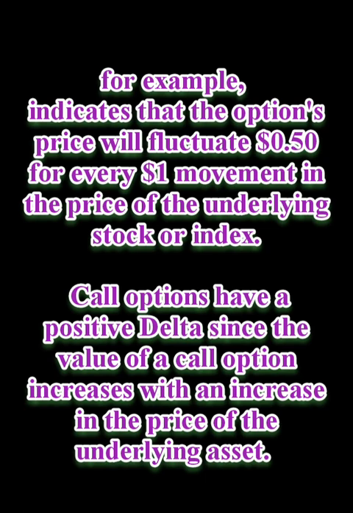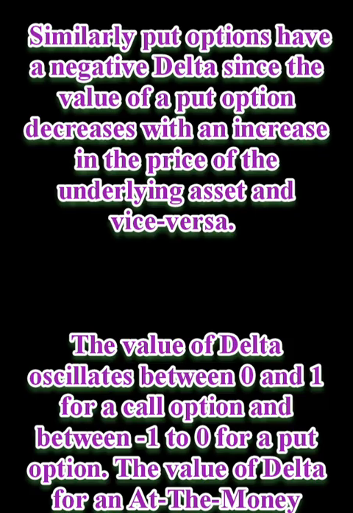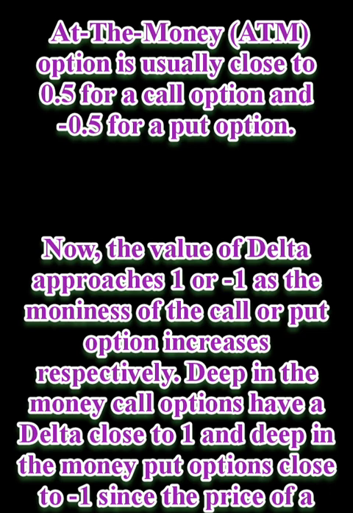Call options have a positive delta since the value of a call option increases with an increase in the price of the underlying asset. Similarly, put options have a negative delta since the value of a put option decreases with an increase in the price of the underlying asset, and vice versa. The value of delta oscillates between 0 and 1 for a call option and between -1 and 0 for a put option. The value of delta for an at-the-money (ATM) option is usually close to 0.5 for a call option and -0.5 for a put option.